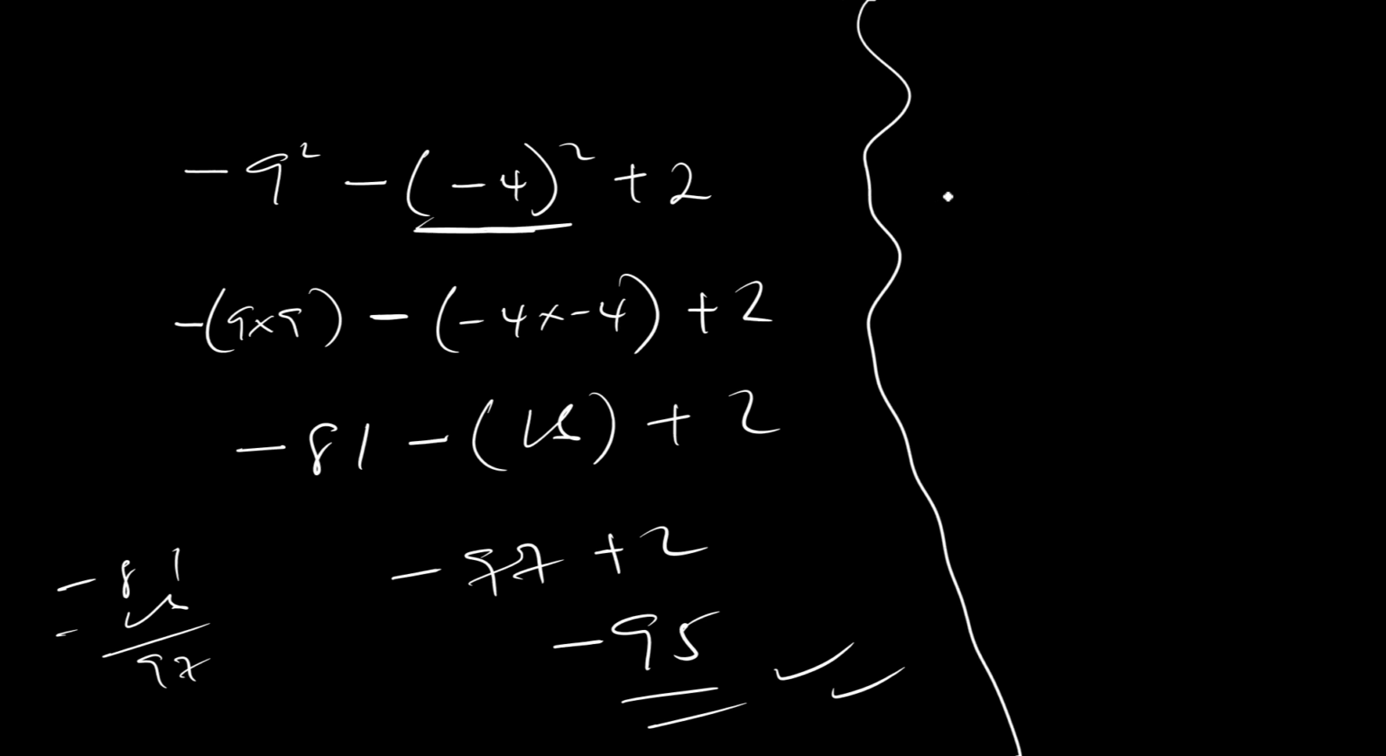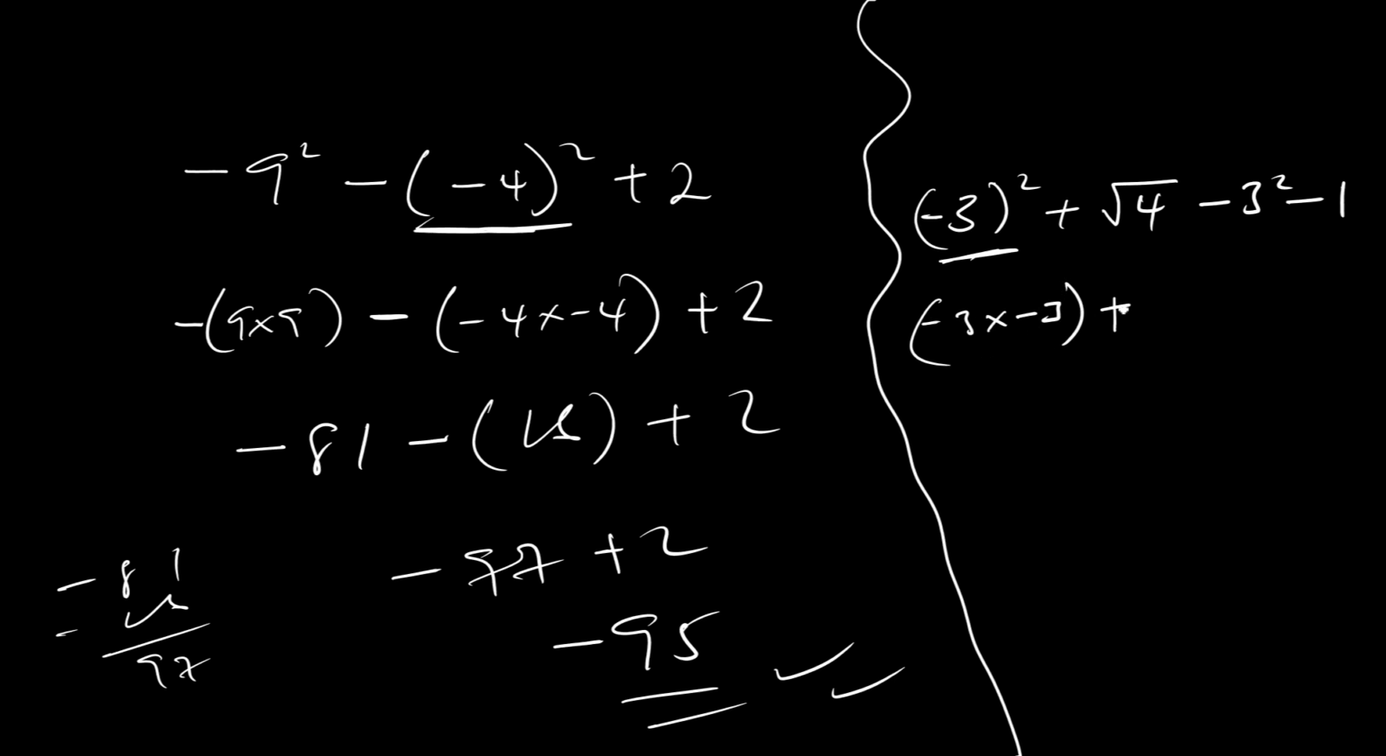So try this one. This time everything is squared. So we have negative 3 all squared. This one is the same as minus 3 times minus 3, which is positive 9, so the positive square root of this is 3.